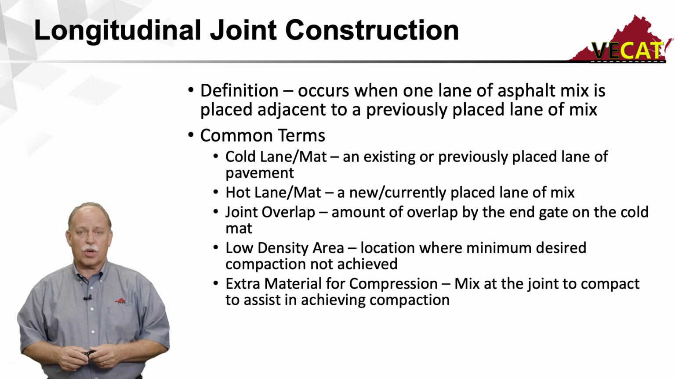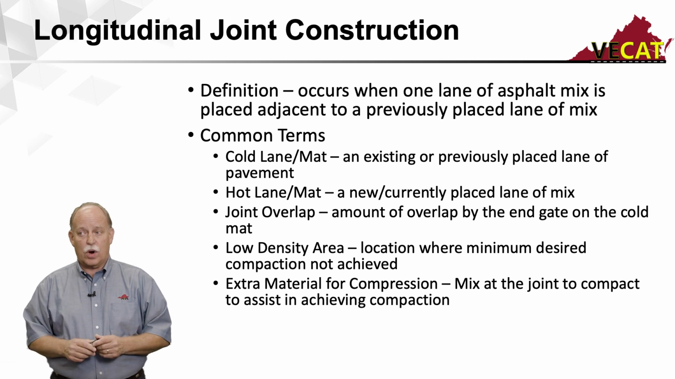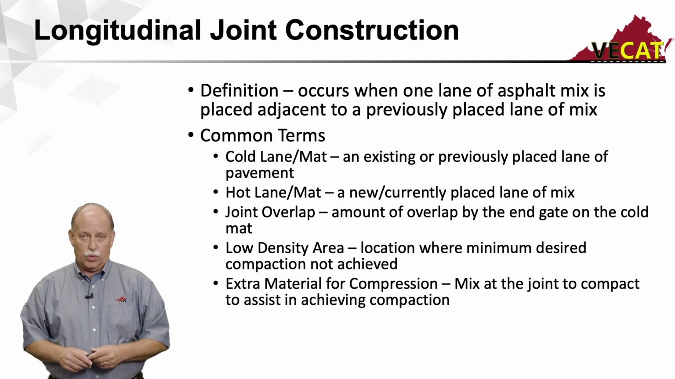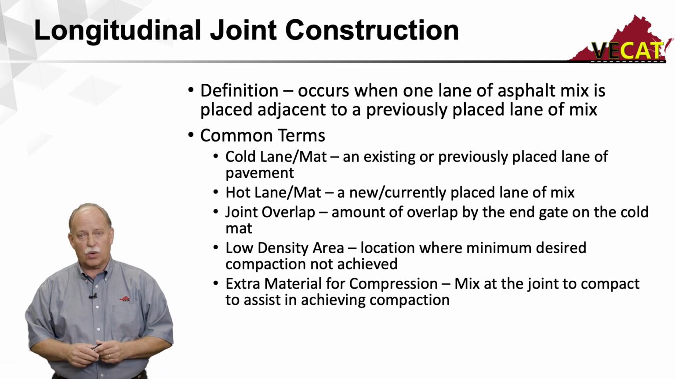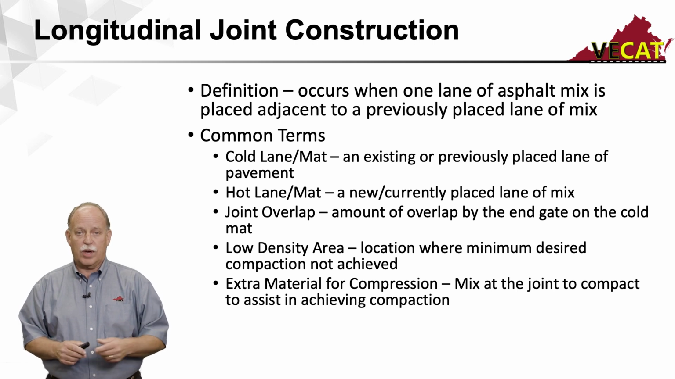And there's another term called low density area. That's any location where the minimum desired compaction is not achieved. Everything that we do is to try to ensure that we don't get a low density area. But if you do, that's generally what they're called. They're called a low density area. Sometimes you may get those along a longitudinal joint. That's why we're discussing it here. If you do, you have to do things to try to correct that.